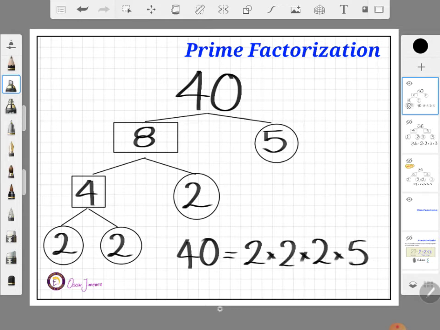Okay? So remember, the prime factorization is just a set of prime numbers that multiply together will give you the number 40. So in this case, these numbers are the prime factors for the number 40. Okay? So please try to do it by yourself.